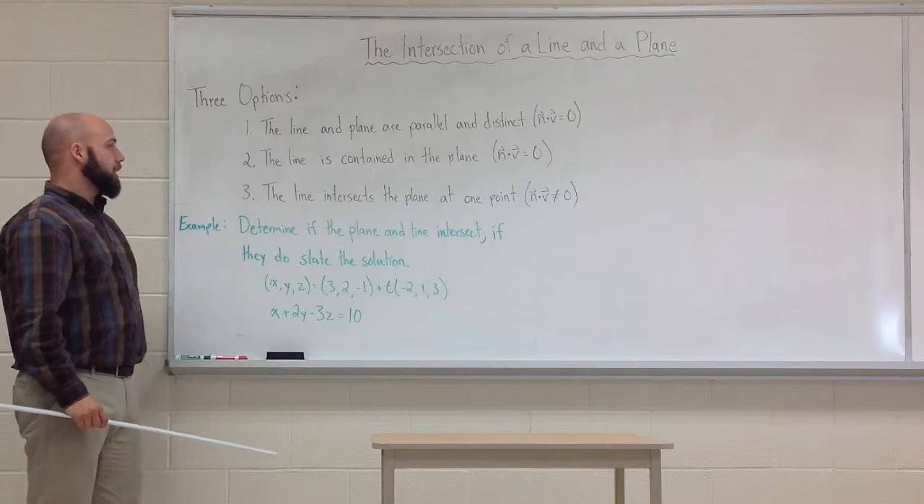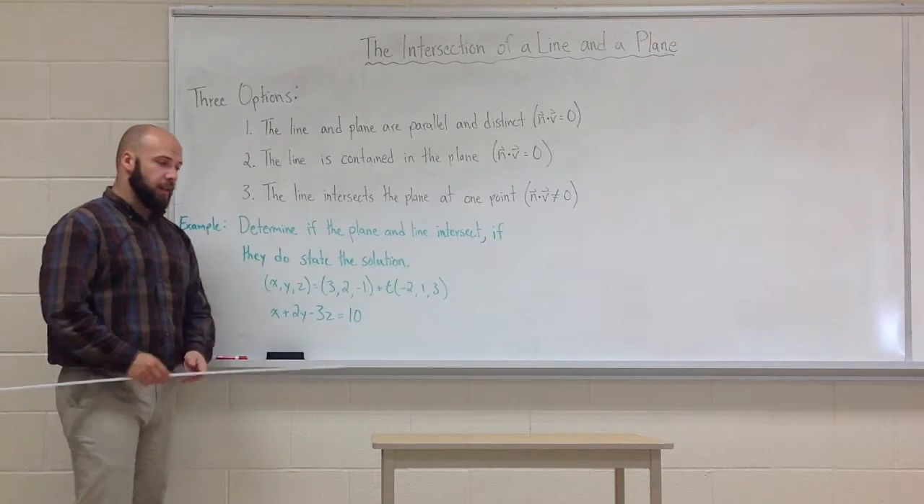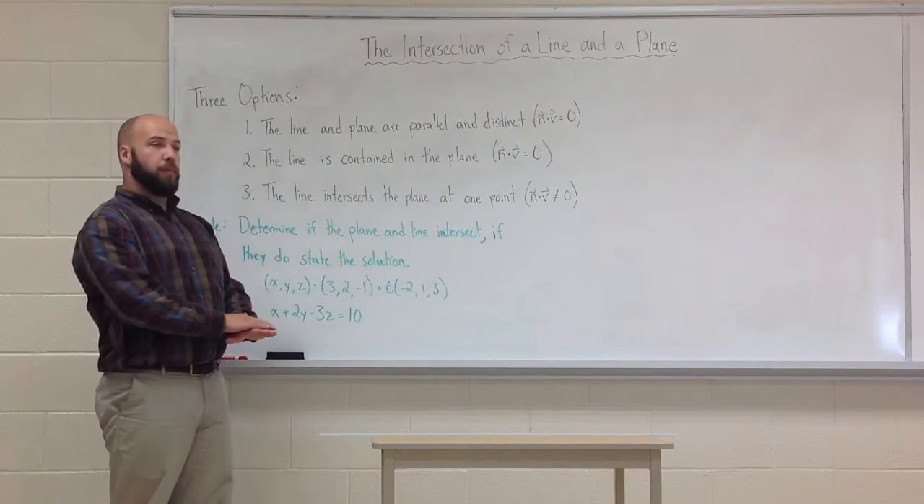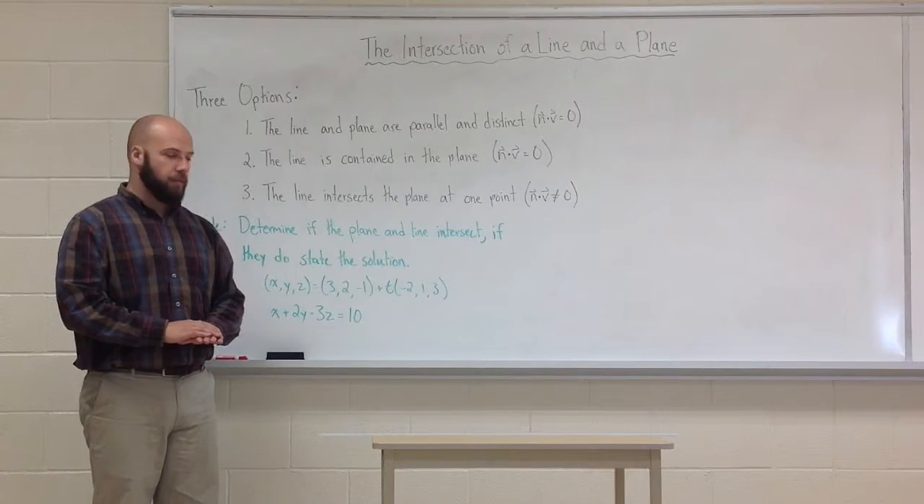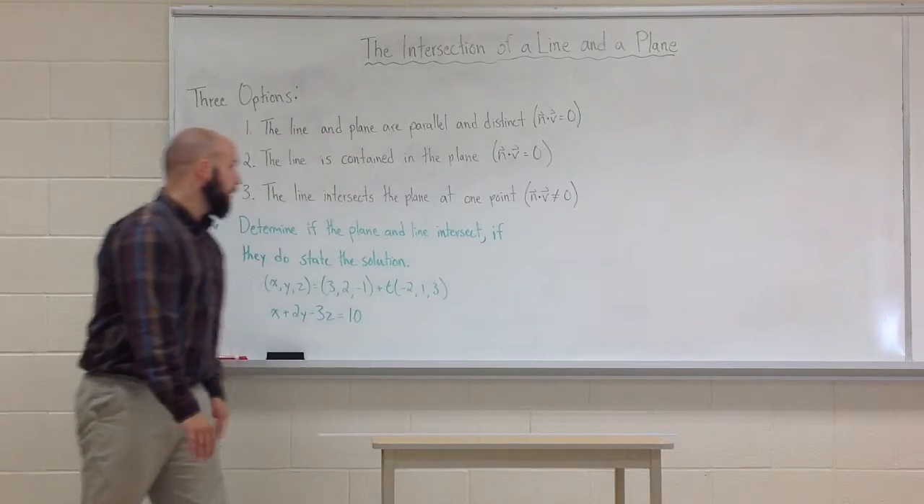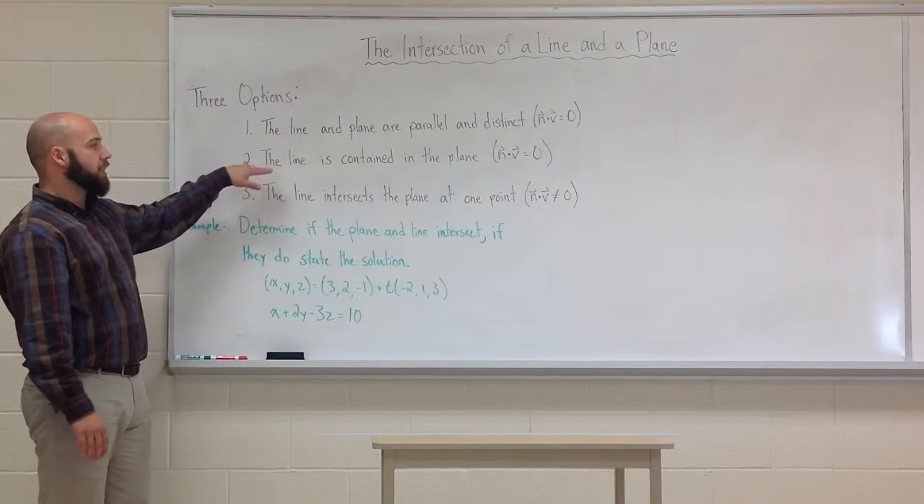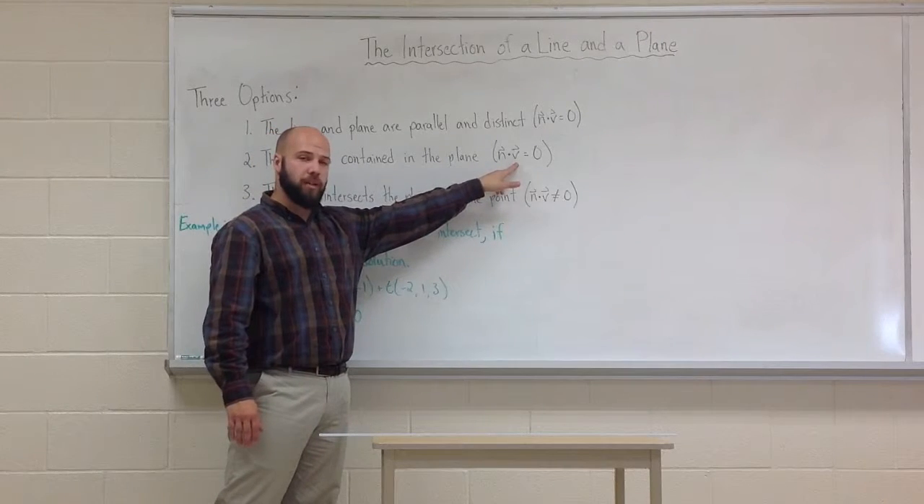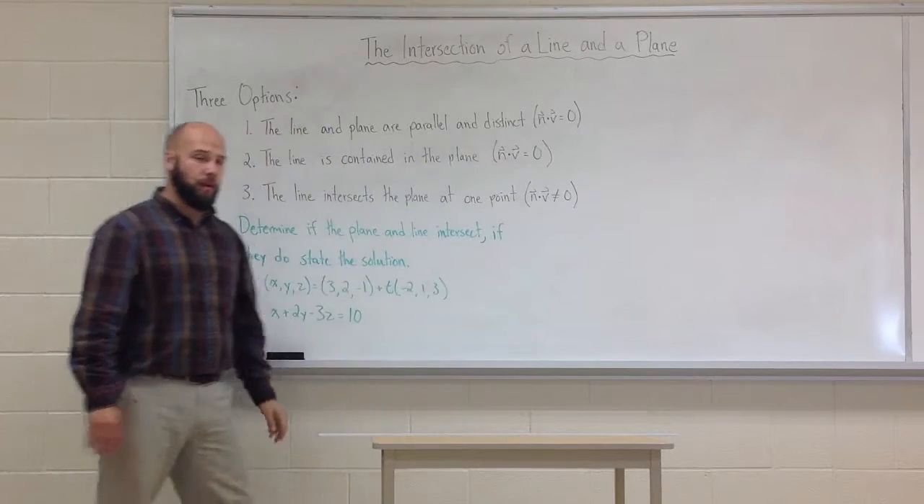The second option is the line is contained in the plane, meaning that the line could be one of the direction vectors of the plane. It lies parallel with the plane on the plane. In both of these cases, the dot product of the normal vector of the plane and the direction vector of the line will be 0.